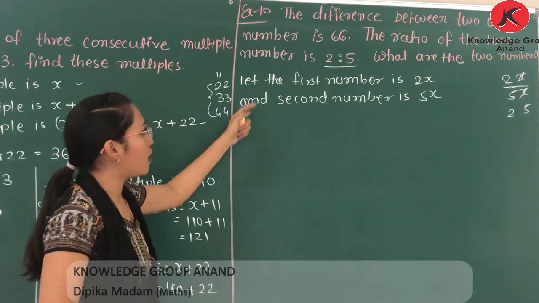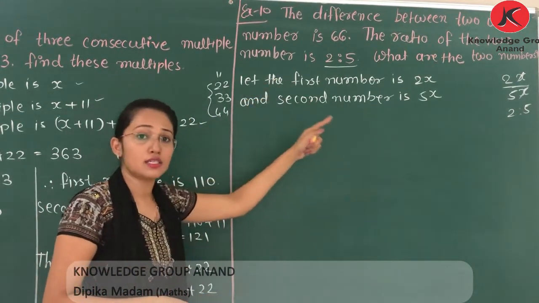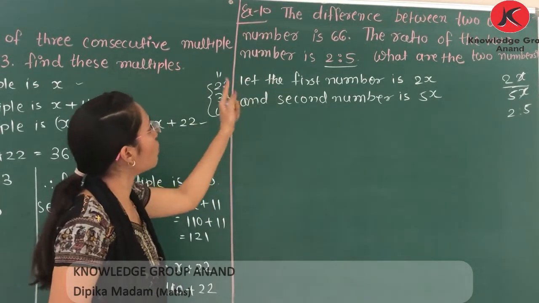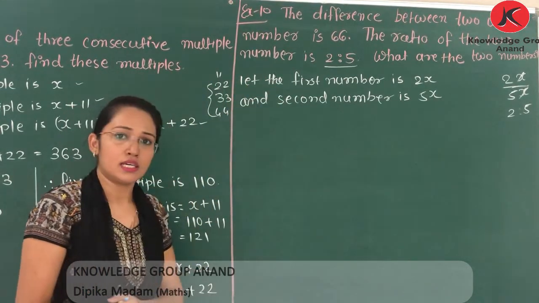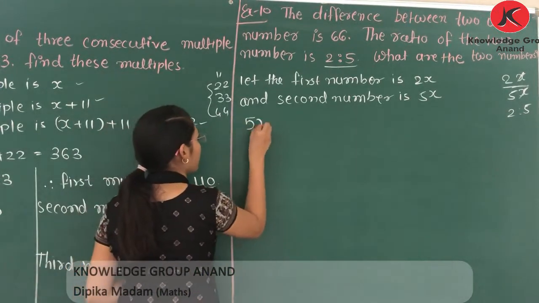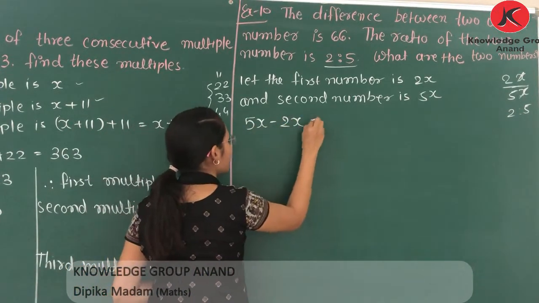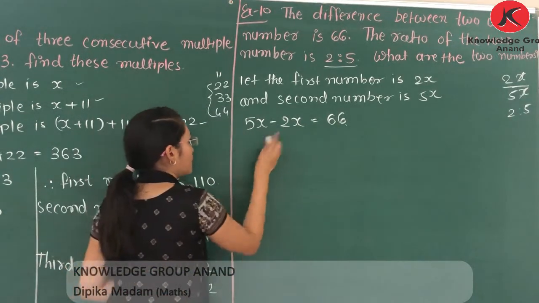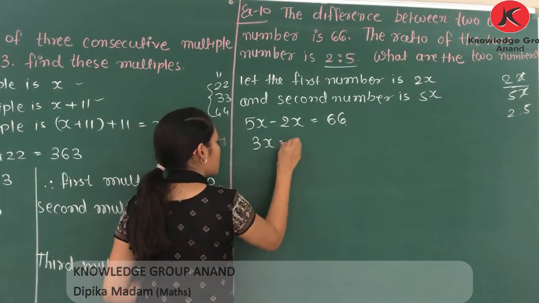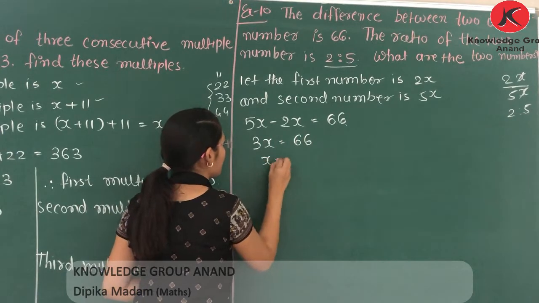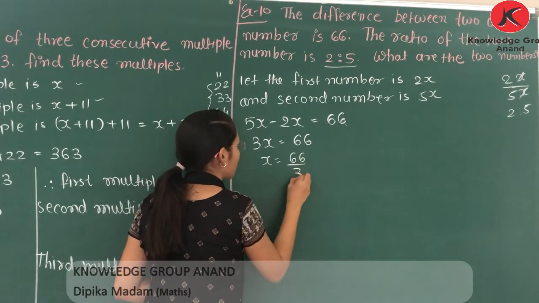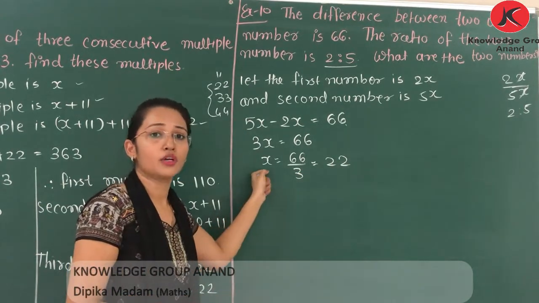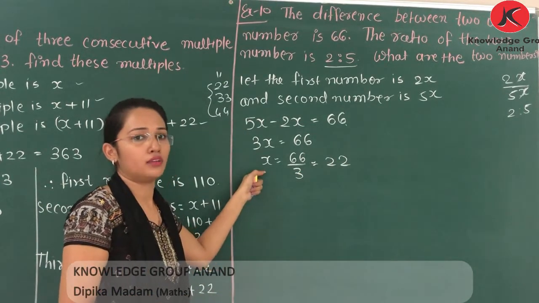Okay. So we have two numbers, 2x and 5x. Now what is the first statement? The difference between two whole numbers is 66. So you can write 5x minus 2x is equal to 66. 5 minus 2 is 3x is equal to 66. So x is equal to 66 by 3, that is 22. Now we have the value of x, not 2x and 5x.